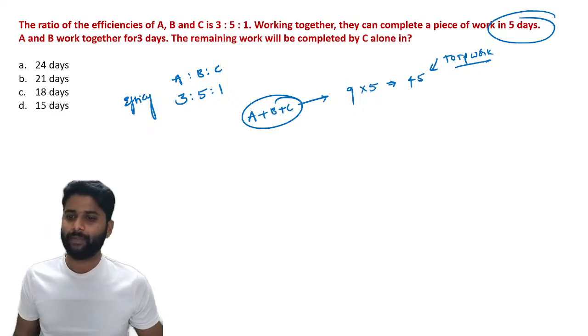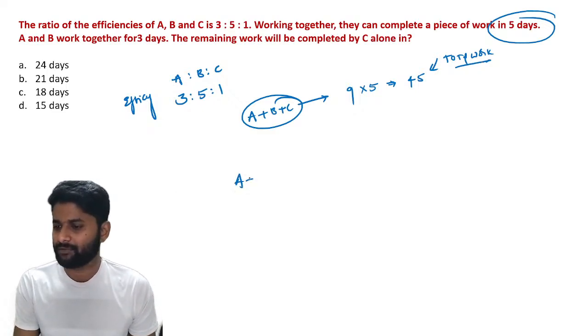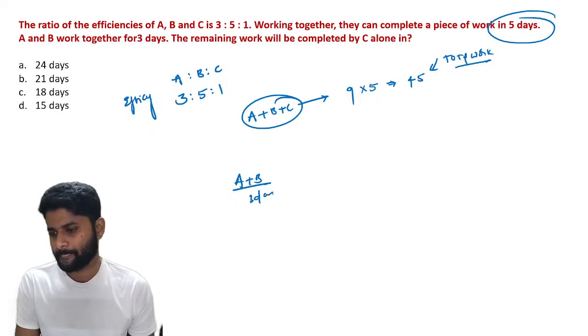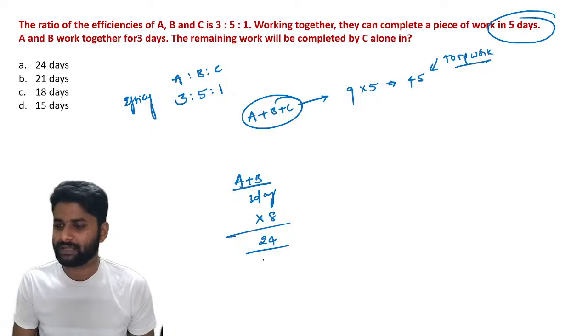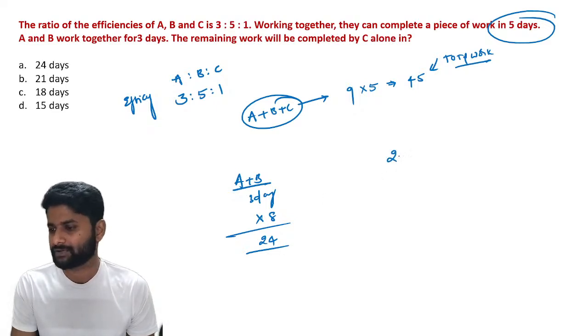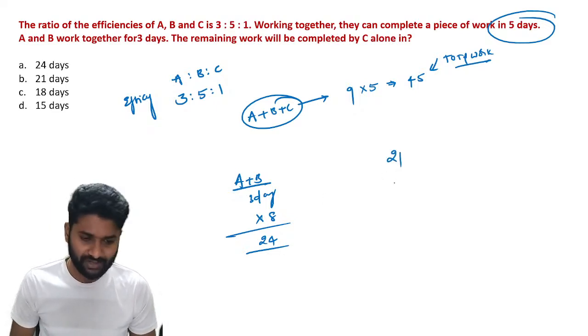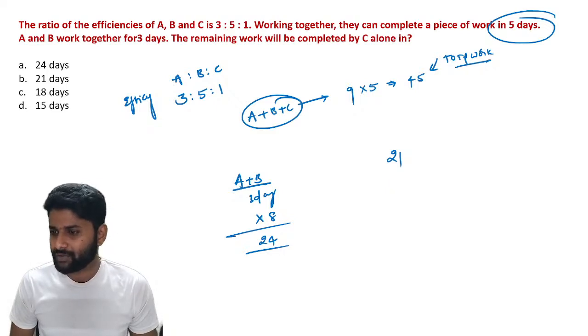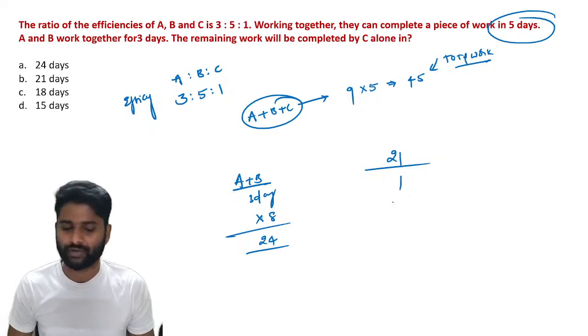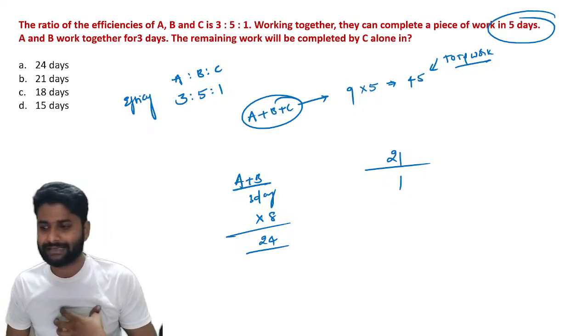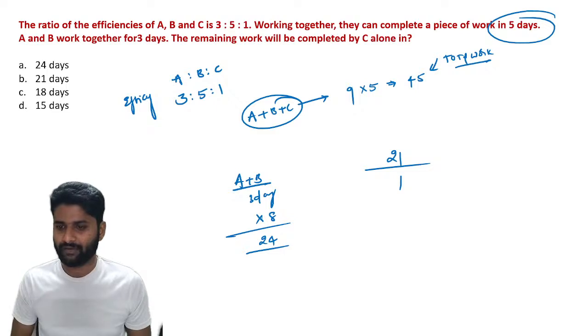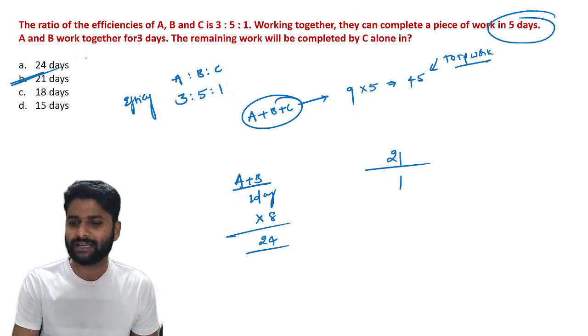Okay. If A and B work together for 3 days, here A and B's efficiency is 8 units per day. A and B together will finish 24 units. Out of 45, 24 units are completed by A and B. So how many units are left? 21 units are left. And these 21 units completed by C alone, how much time does it take? As you know, C's efficiency is 1 unit per day. Means he is efficient to do only 1 unit per day. For 21 units, it takes exactly 21 days.